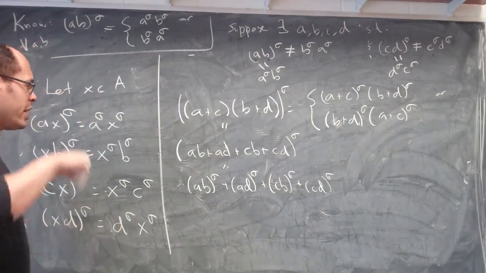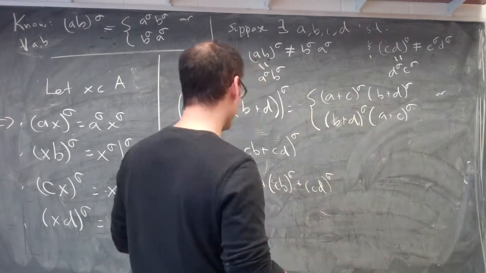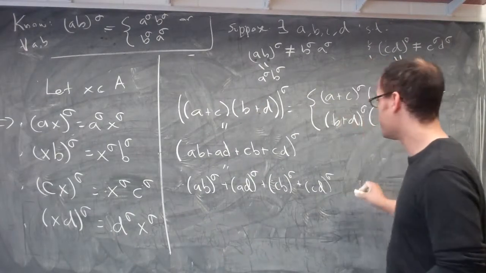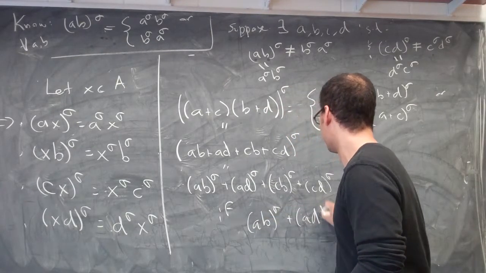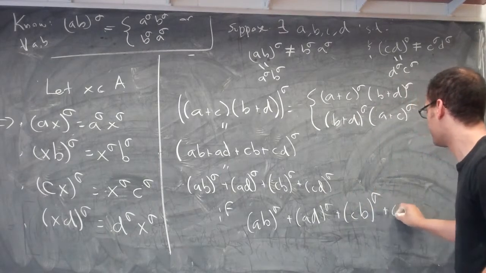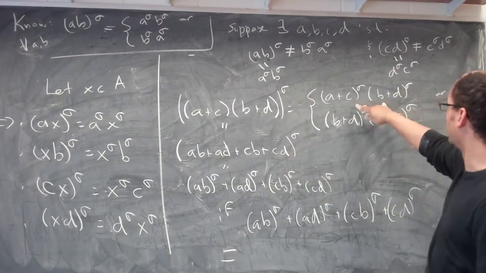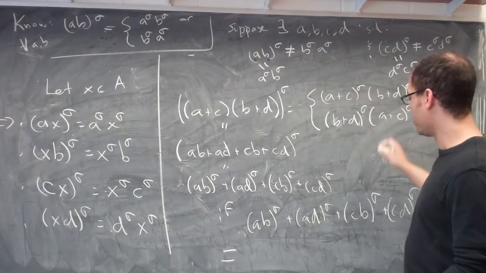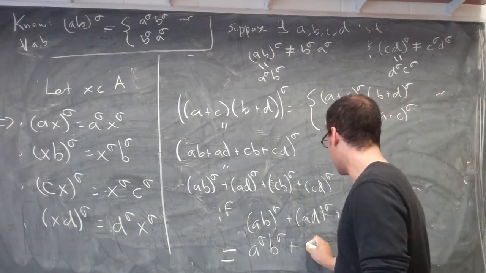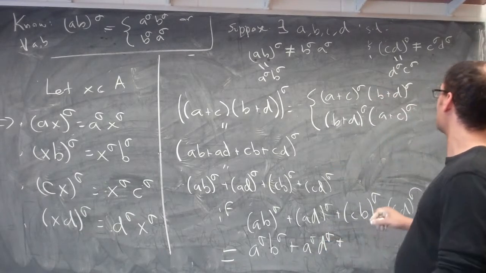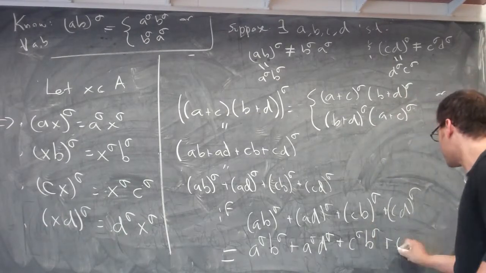Now, what I want to show is that this is equal to neither of these two things, and that would give us our contradiction. So, for example, if I have that this thing was equal to this first guy. So what is this first guy? Of course, I can do the sigma and FOIL it all out, and what will I get? I'll get A sigma B sigma plus A sigma D sigma plus C sigma B sigma plus C sigma D sigma.